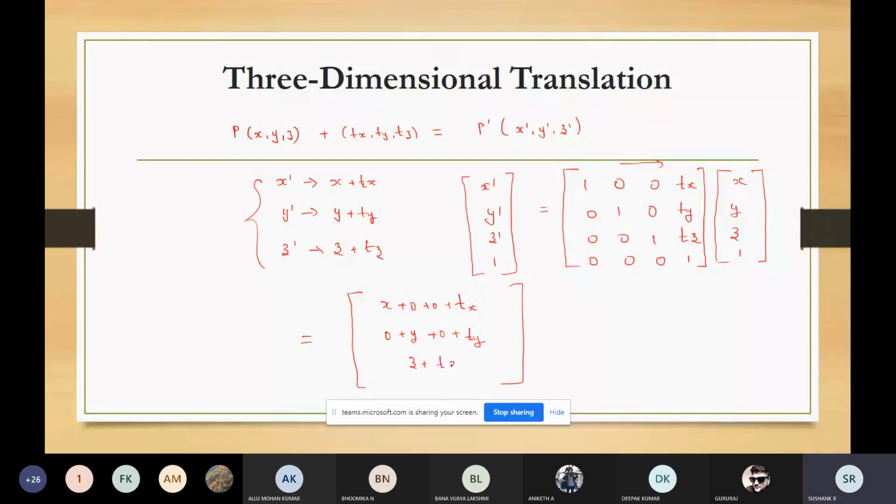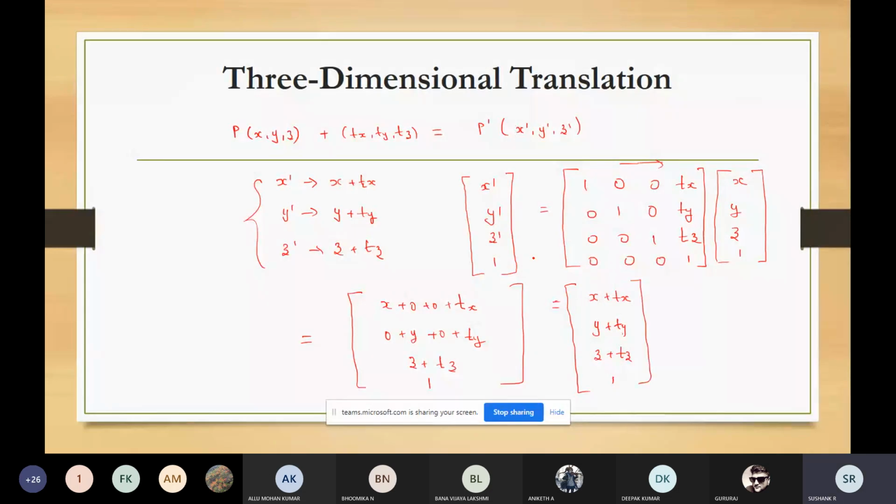And the last row, the first three will be 0 into x is 0, 0 into y will be 0, 0 into z will also be 0, then 1 into 1 will be 1. So the last value we will get like this. So what is the final simplified result? When you simplify this, removing the 0s, you get x plus tx, y plus ty, z plus tz, 1.